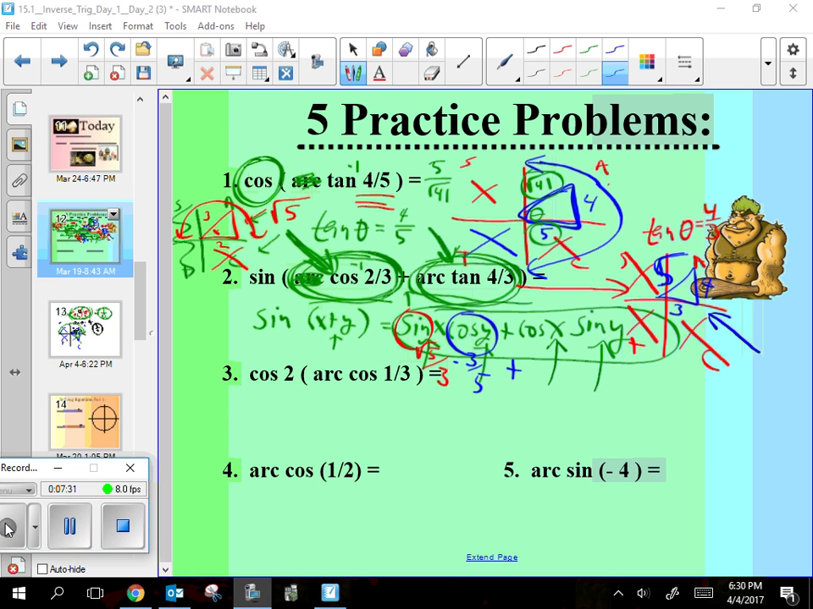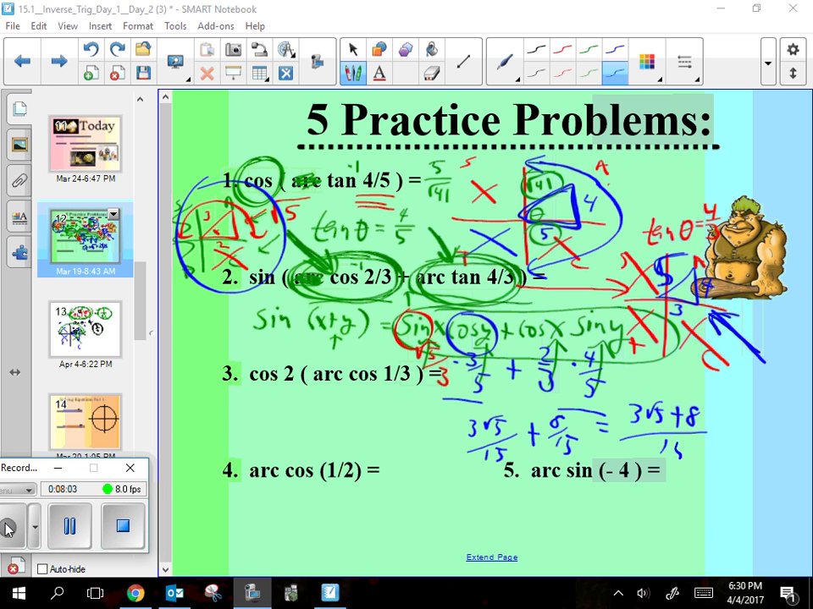Now I've got to do cosine in this triangle. Cosine's adjacent over hypotenuse, 2/3, times sine in this triangle. Sine is opposite over hypotenuse, which is 4/5. And one way you can tell you're doing it right is if you have a common denominator. Cool, I do. It's 15ths. So this is 3 root 5 over 15 plus 4 times 2 is 8 over 15. And now I can actually add it all together: 3 root 5 plus 8, all over 15. Whew! Some heavy-duty stuff.